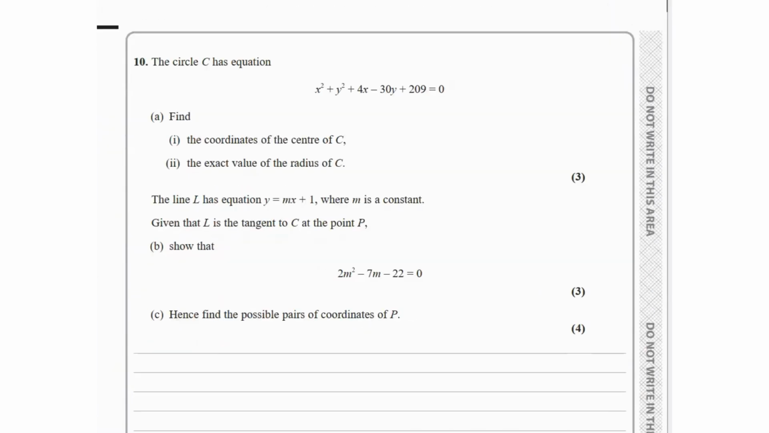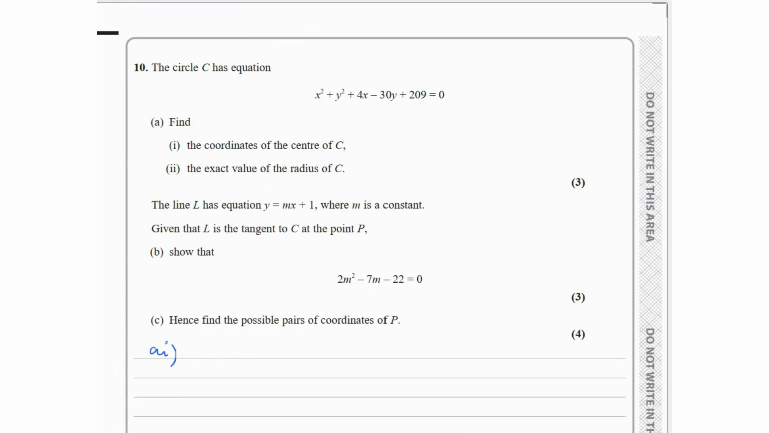Then question 10 says the circle C has equation x squared plus y squared plus 4x minus 30y plus 209 equals 0. We have to find the coordinates of the center of C and the exact value of the radius of C. So for that, we have to convert the equation of the circle into completing square form.